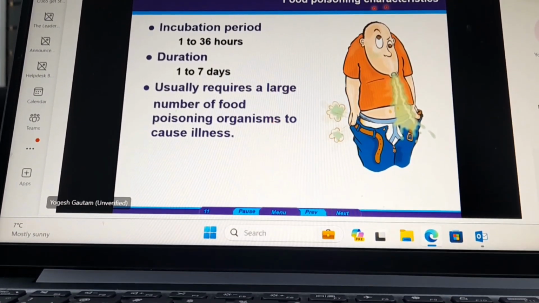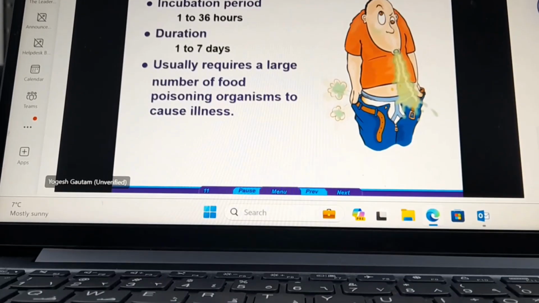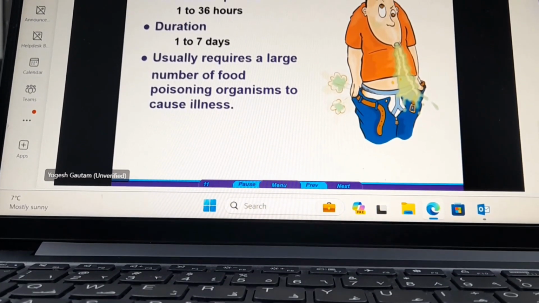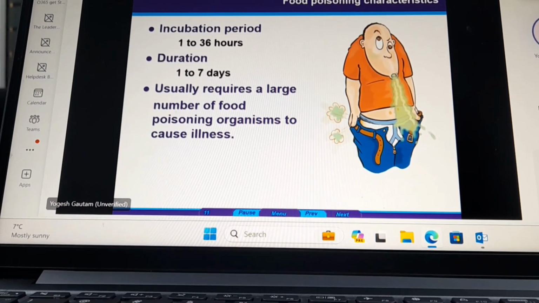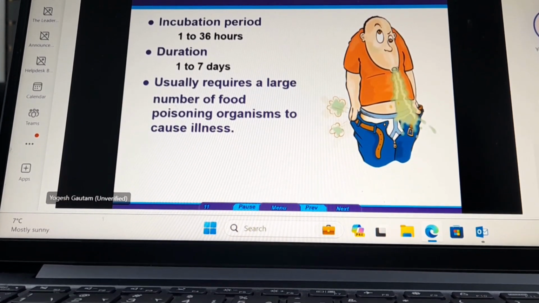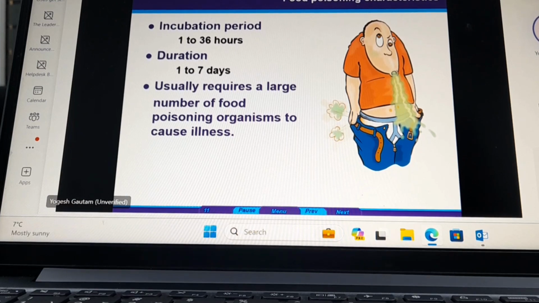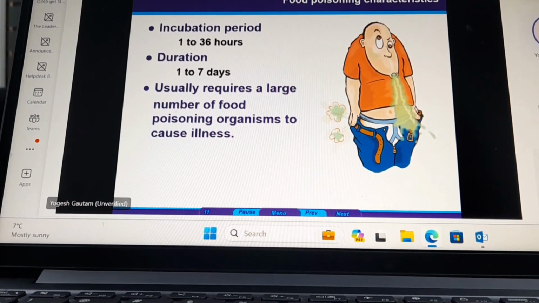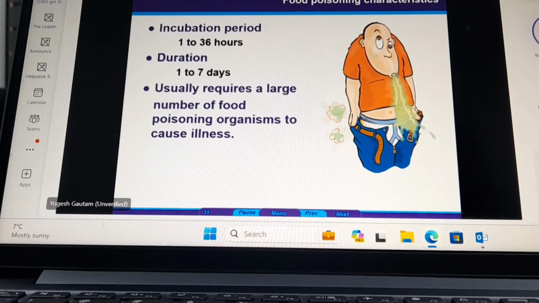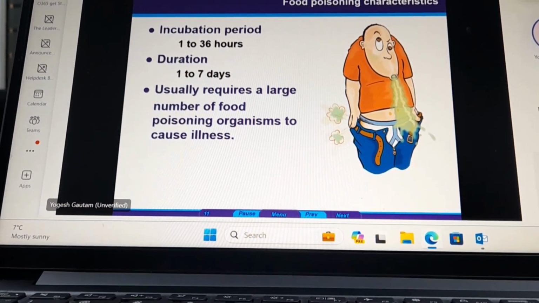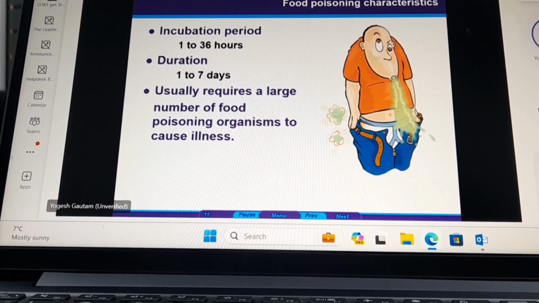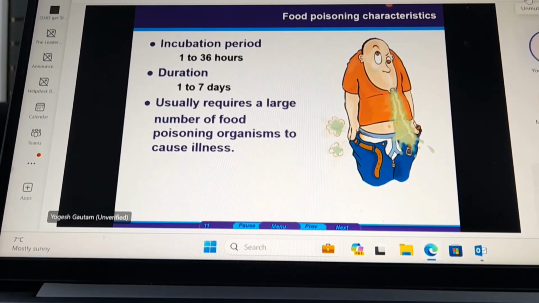Now, food poisoning characteristics. How will you know food poisoning is happening? It is important as a food handler that you should know the food poisoning symptoms, because food poisoning is communicable. Communicable means it spreads from one person to another, like COVID. If you have food poisoning, other people may also get food poisoning from you. Your customers may get food poisoning from you. The food you are handling may get contaminated. So that is why all food handlers must know about food poisoning.